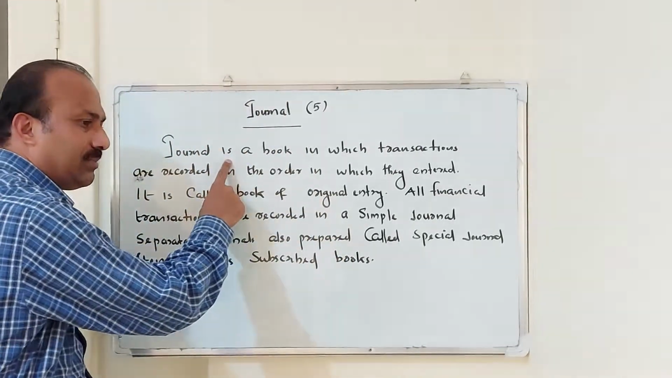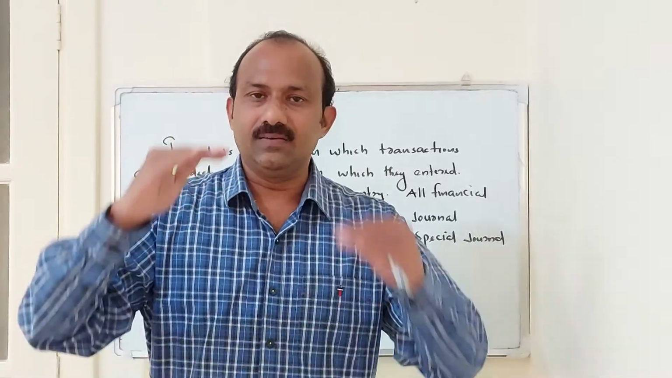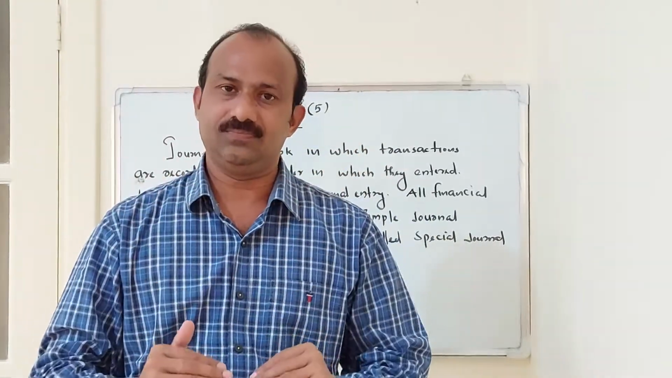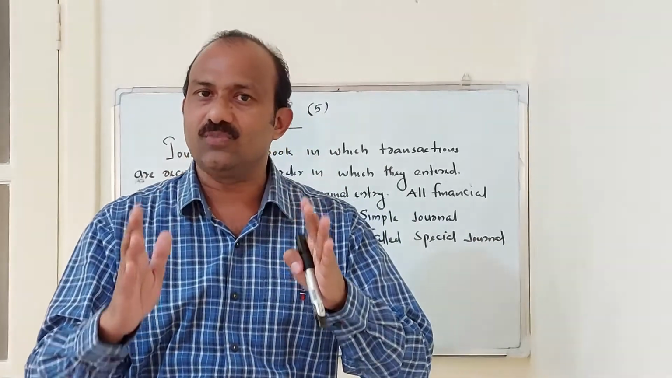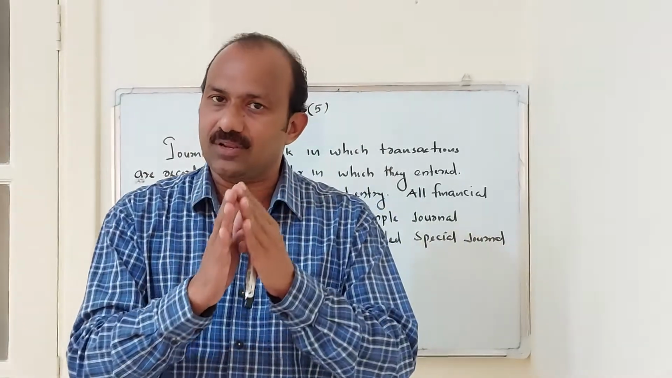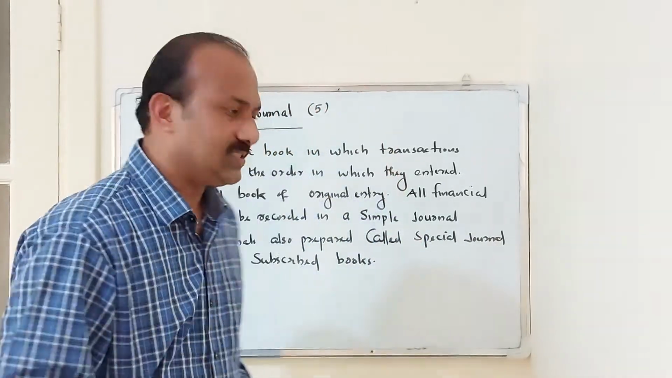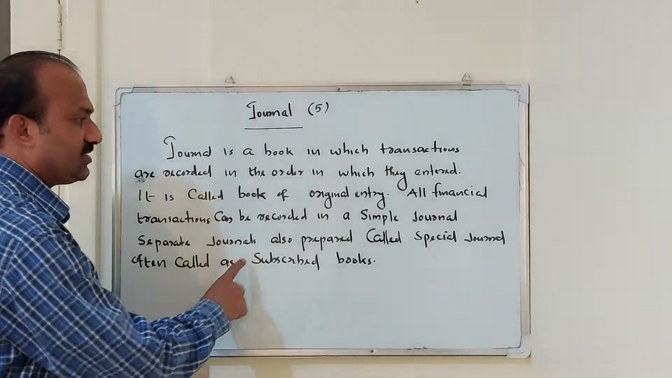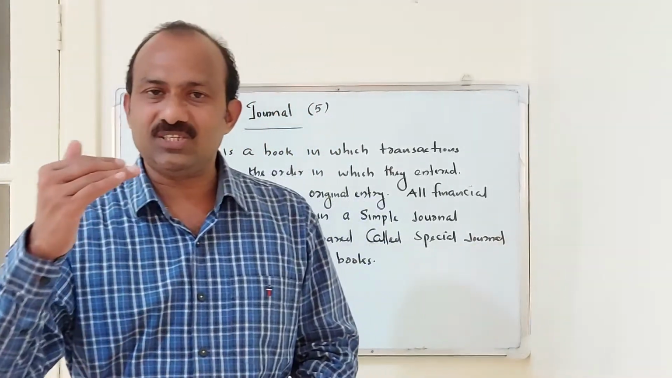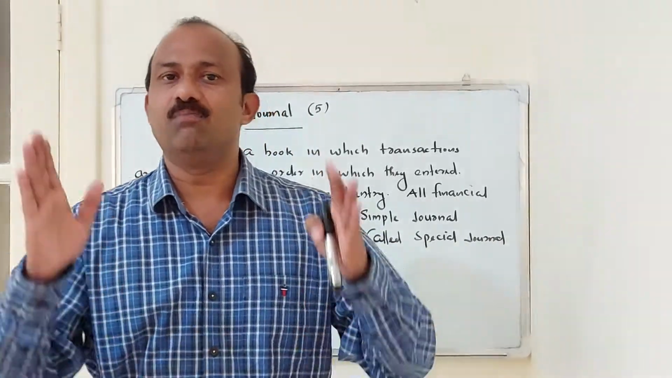Firstly, you understand the meaning of journal. Journal is a book of original entry in which transactions are recorded in the order in which they occurred. Journal is the most important book of any organization. All the financial transactions can be recorded in a simple journal. But we also prepare some special or separate journals for recording some transactions. They are known as special journals or sometimes subsidiary books.